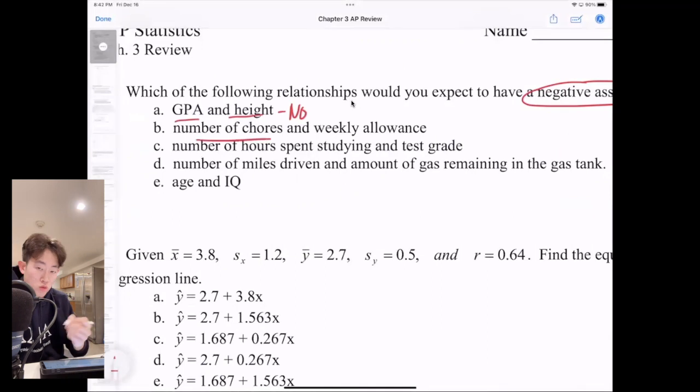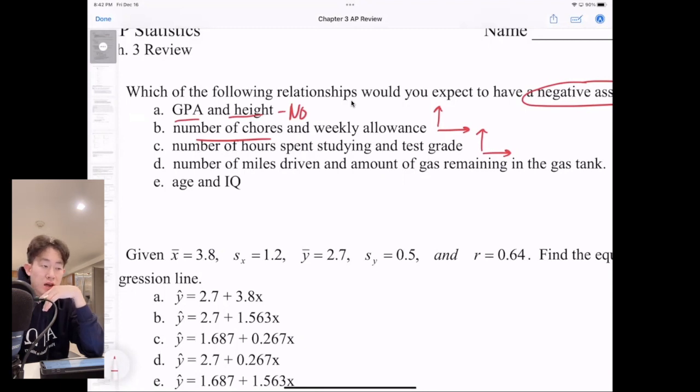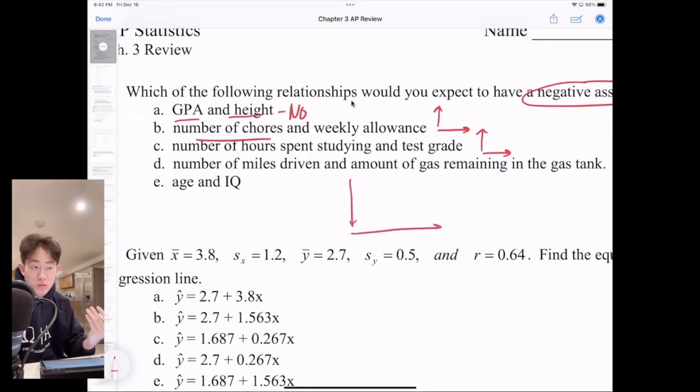Well, if you do more chores, then obviously your weekly allowance will tend to go up. The number of hours spent studying and the test grade will also have the same effect, hopefully. Most of the time that's spent not engaging in other activities other than studying will generally increase your scores quite significantly. The number of miles driven and the amount of gas remaining in the gas tank: the more miles you drive, the amount of gas remaining goes down. So this is the correct answer.